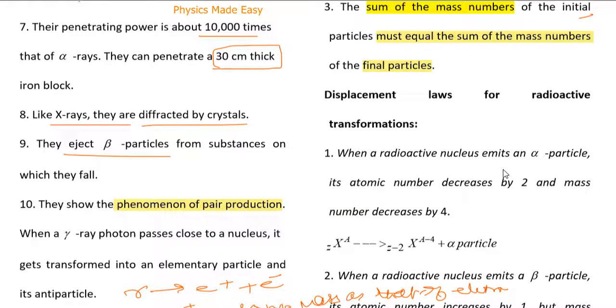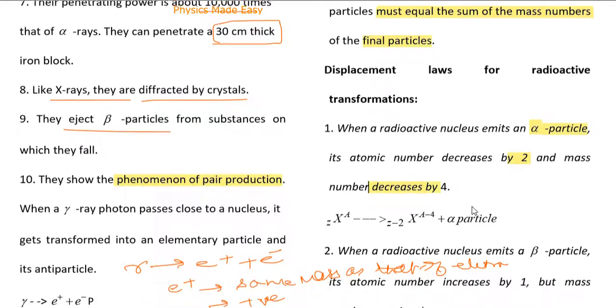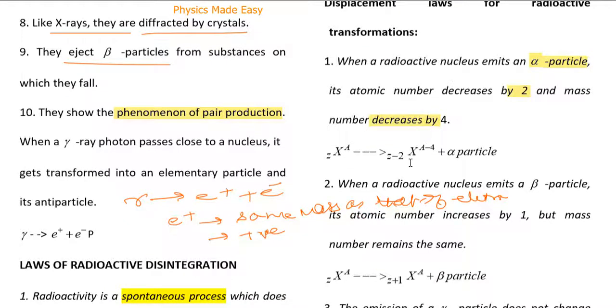Next is displacement law for radioactive transformations. When a radioactive nuclei emits an alpha particle, its atomic number decreases by 2 and mass number decreases by 4. Z X A breaks up into Z minus 2, X A minus 4. Why? Because the basic structure of alpha particle is 2 helium 4.